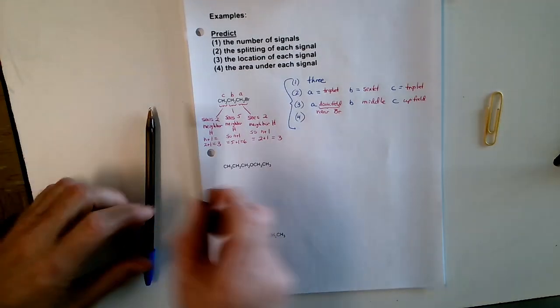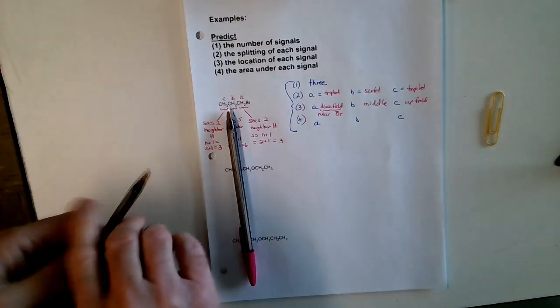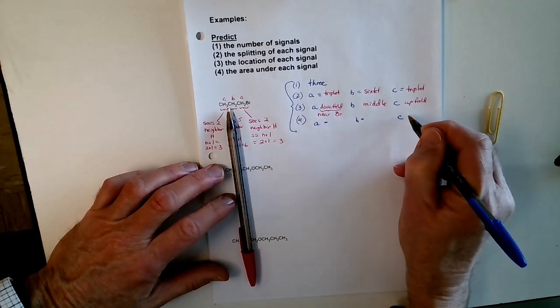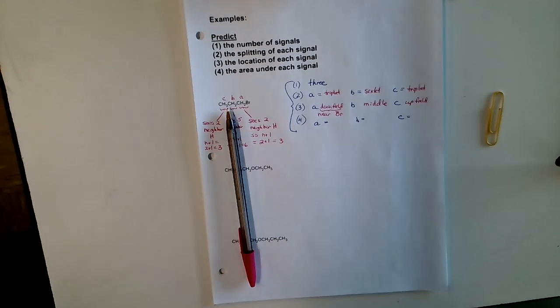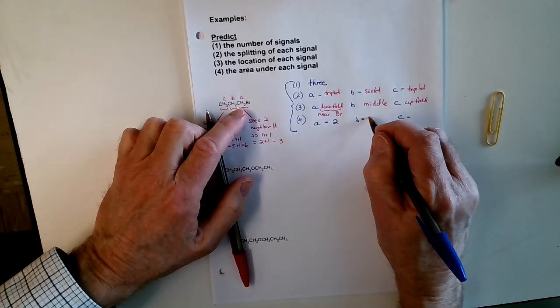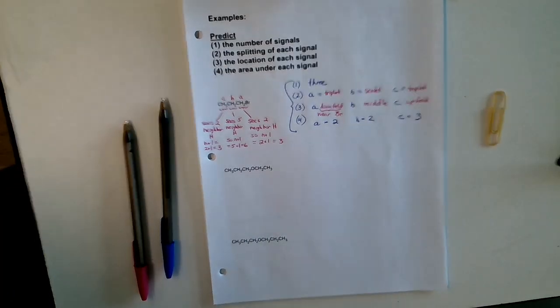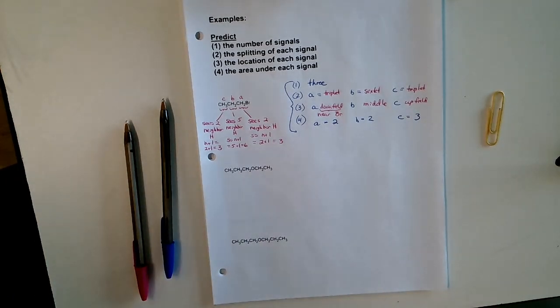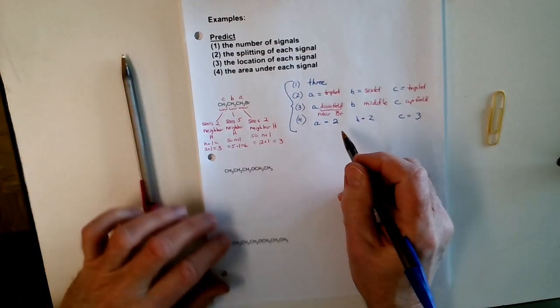Okay, area under each signal, A, B, and C. Now here is where you do not look at the neighbors. You just look at the number of hydrogens that make the signal. A has 2, B also has 2, and C has 3. End of story. Now the actual numbers the spectrometer spits out at you may be 4 to 4 to 6 or something like that. But the ratio, as simple as you can get it in whole numbers, is 2 to 2 to 3.